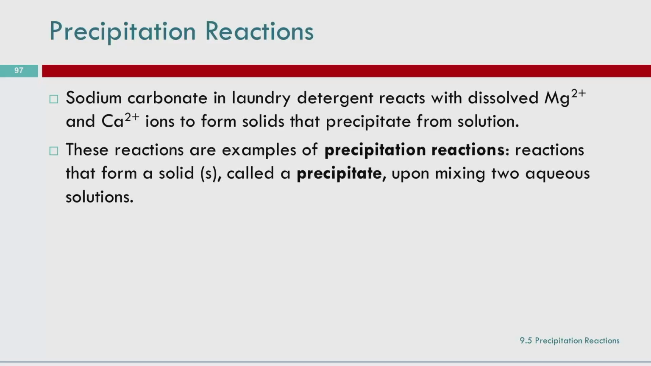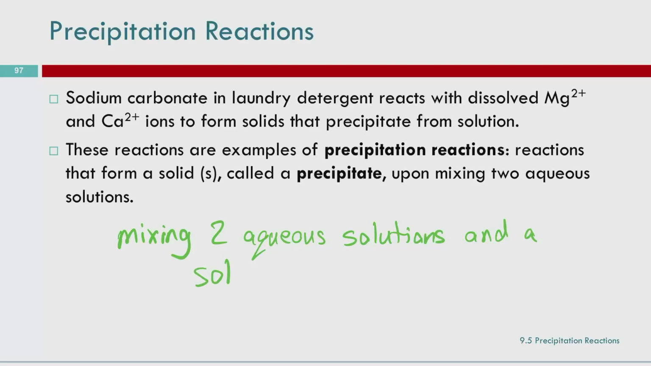So precipitation reactions are reactions that form a solid from two aqueous solutions. If you form a solid, that solid is called the precipitate. The key part of this being that we've got two aqueous solutions. We had things that were dissolved and are no longer dissolved.